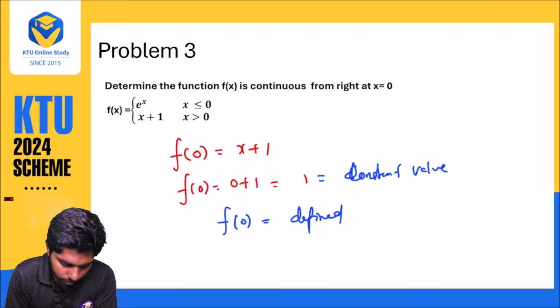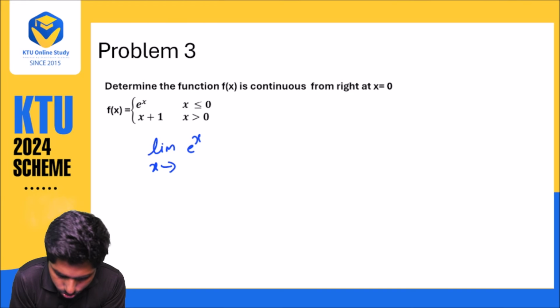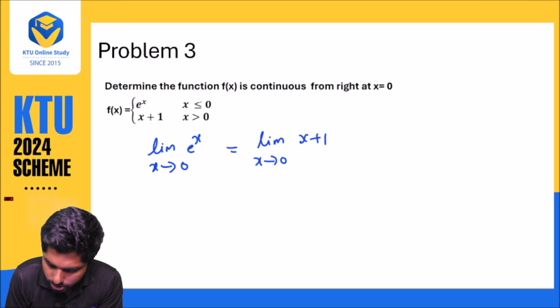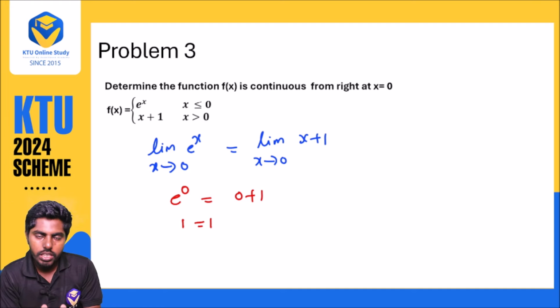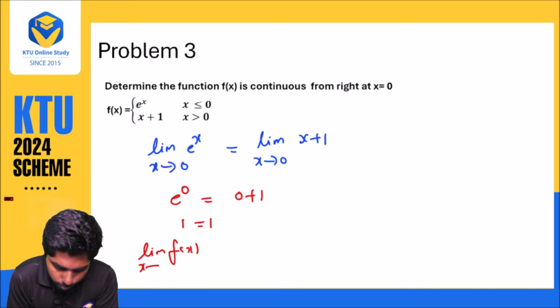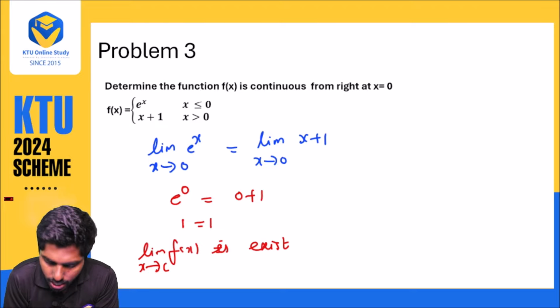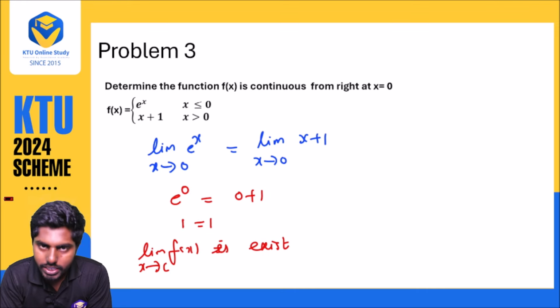For that we can write: limit of e power of x as x approaches 0 is equal to limit of x plus 1 as x approaches 0. Just substitute the value: e power of 0 is equal to 0 plus 1. So we get 1 equal to 1. So the condition is satisfied, that is, limit f of x as x approaches c exists. Our left hand side is equal to right hand side, both are equal, so the limit exists here. So automatically the third condition will be satisfied.